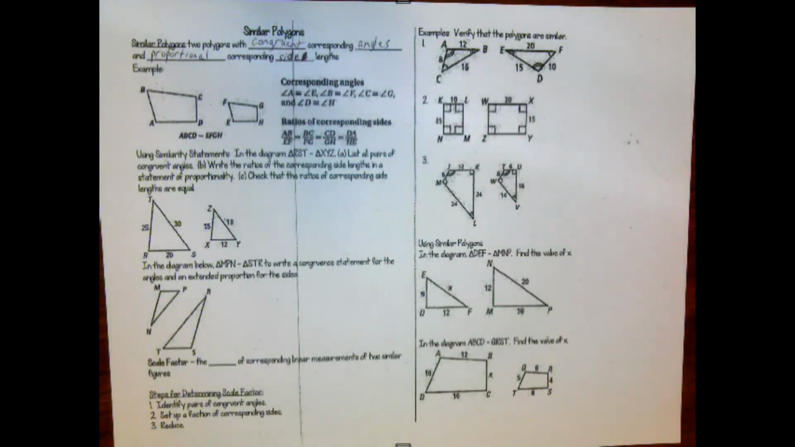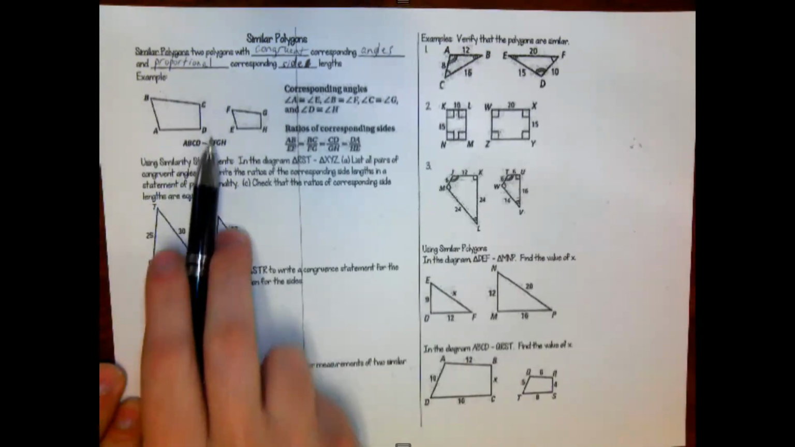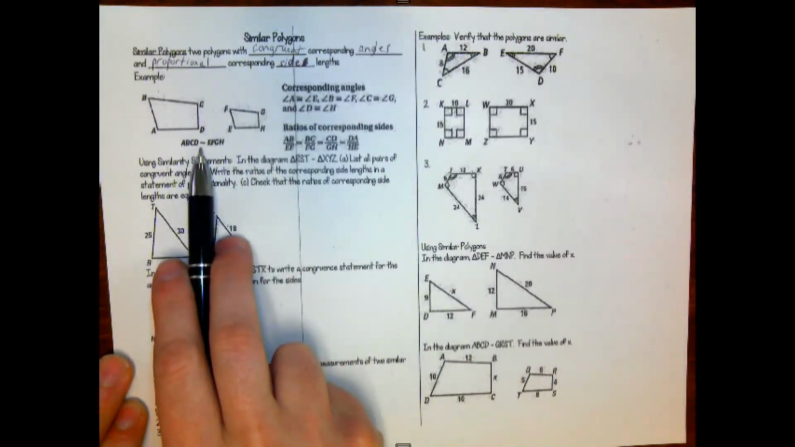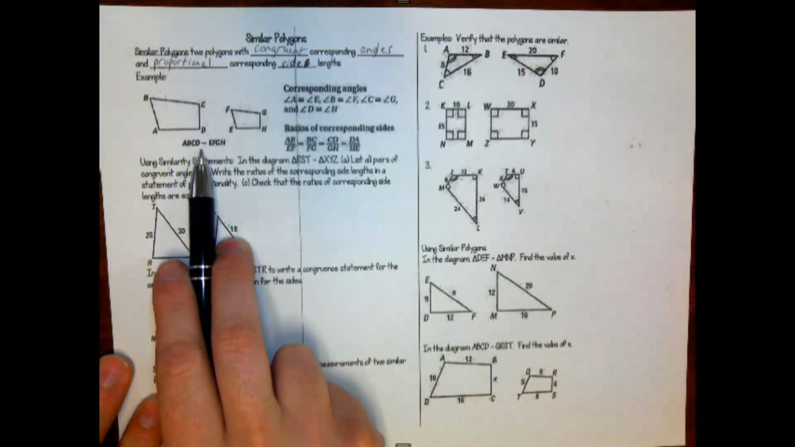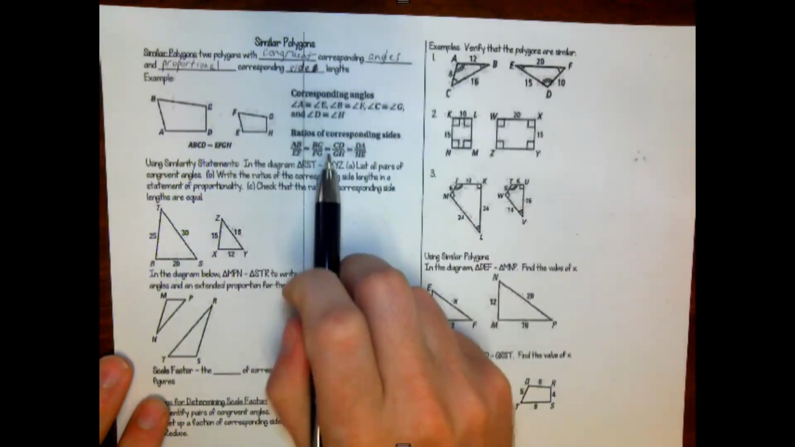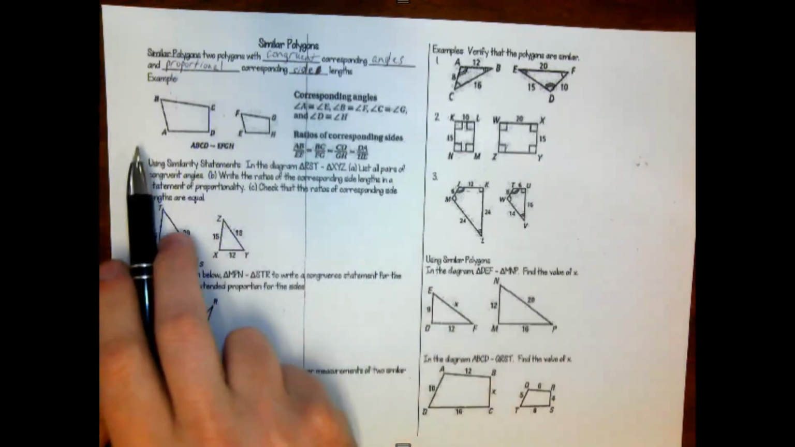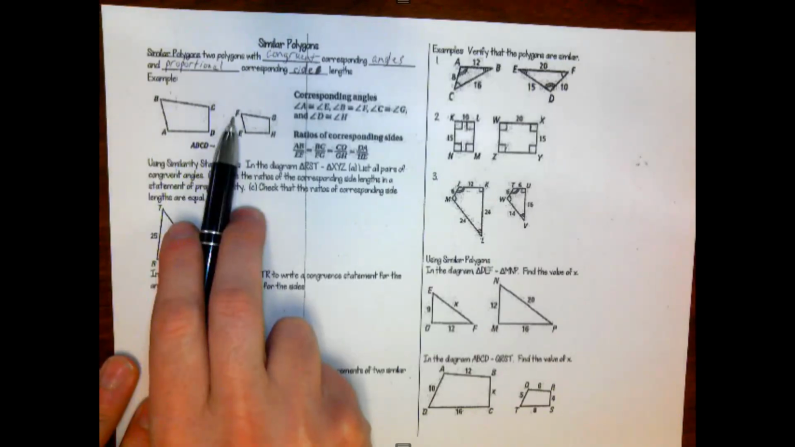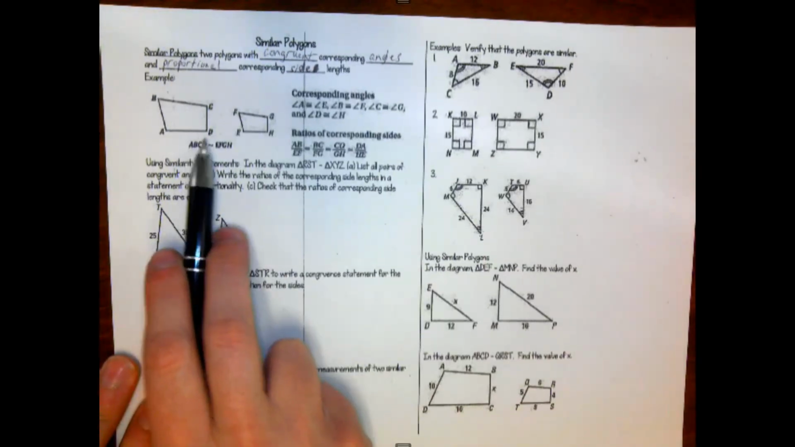So for example, ABCD is similar to EFGH. Notice that similar is like congruent, but it's one line instead of two lines. So one wavy line instead of two wavy lines. The corresponding angles, angle A and E are congruent, B and F are congruent, C and G are congruent, and D and H are congruent.